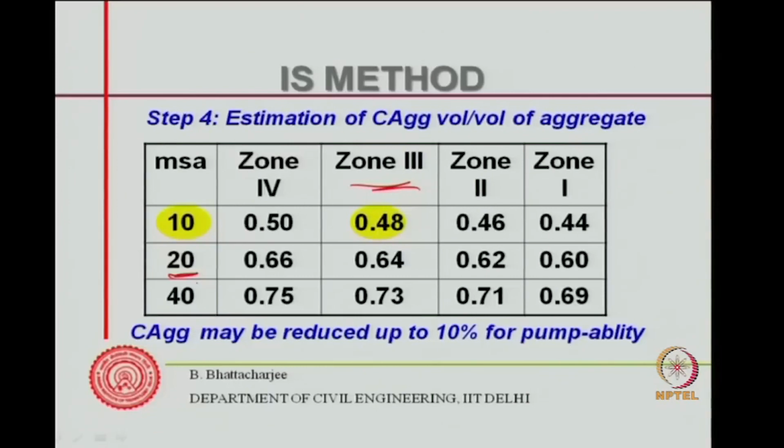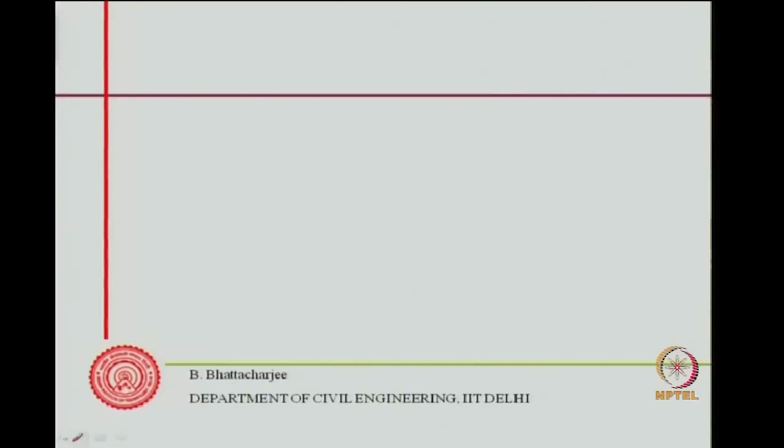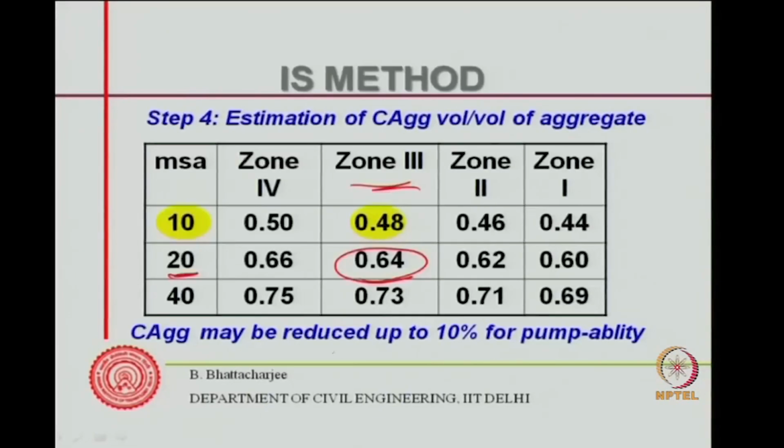0.48 if I am using MSA 10, but if I am using 20 then it is 0.64. If I want it to be pumpable, which is not there at the moment, then I can reduce it by 10%, but at the moment I have said it is 80 slump concrete only. So there is no question of pumpability. So in my case, this would be 0.64 with MSA 20. MSA 10 it would have been 0.48, MSA 20 it is 0.64. So my calculation should be done on the basis of 0.64.